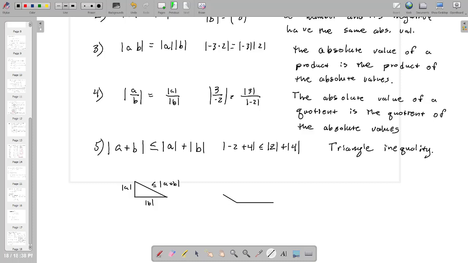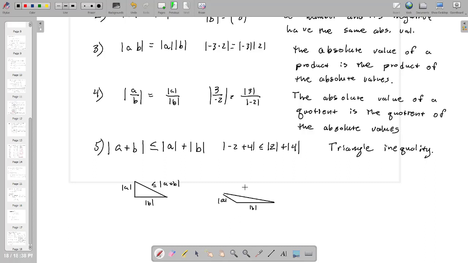So if we rotate our a side, then this distance keeps getting longer and longer. This diagonal will keep getting longer and longer. But it's still always going to be less than the absolute value of a plus the absolute value of b.